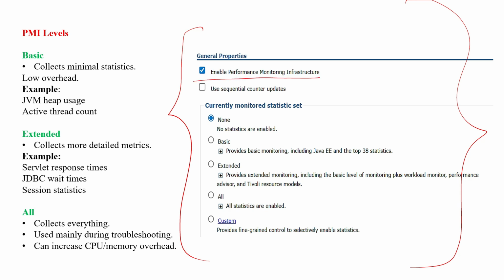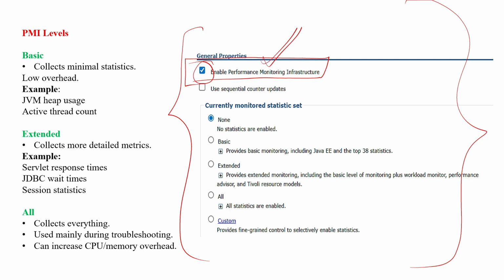So the very first thing is to enable the performance monitoring infrastructure. By default this option is enabled, or maybe disabled in the latest version. So you can enable this one inside the PMI. If you want to collect the runtime statistics of your WebSphere, you have to enable this one.